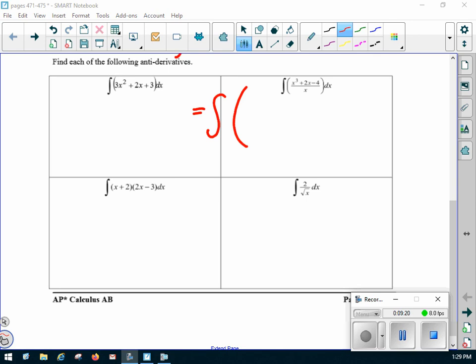What I'm going to do is I'm going to do x cubed over x, which is plus 2x over x minus 4 over x. But I'm going to rewrite 4 over x like this.